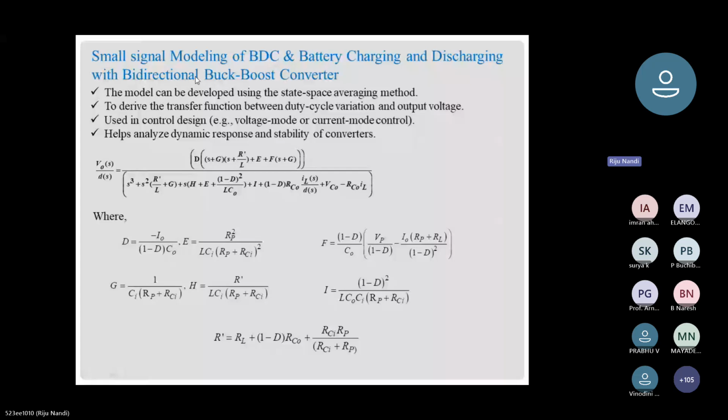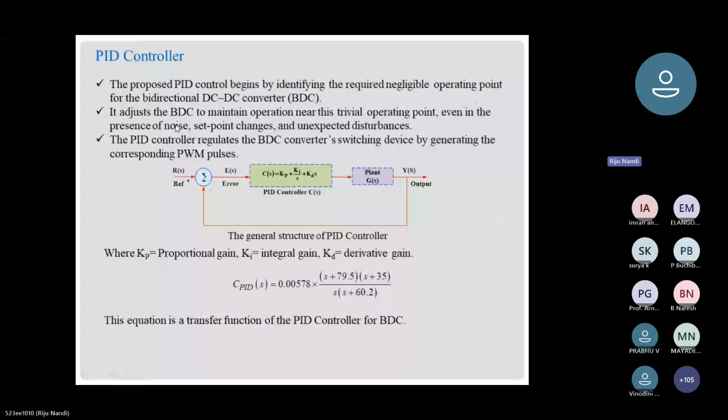So now we go further to the PID controller. The proposed PID control begins by identifying the required stable operating point for the bidirectional DC-DC converter. It adjusts the BDC to maintain operation near this stable operating point, even in the presence of noise, set point changes and unexpected disturbance. If set points change or disturbance comes, it will control the DC bus. The PID controller regulates the BDC converter switching device by generating the corresponding PWM pulses.